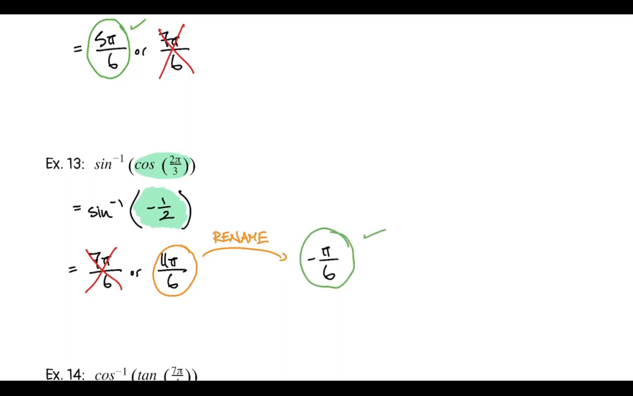Okay. So 11 pi over 6 is like our almost answer. But as mathematicians, we're never quite satisfied with an almost answer. We want the actual answer. Okay.